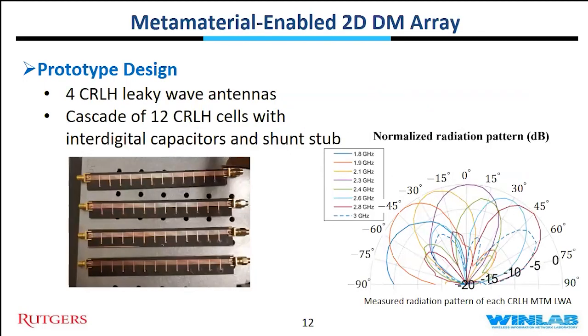As proof of concept of the proposed architecture, we built a 1-to-4 antenna array. We fabricated four CRLH leaky wave antennas by cascading 12 CRLH cells, with the center frequency of 2.3 gigahertz. This is the measured normalized radiation pattern of each CRLH leaky wave antenna. As can be seen, by increasing the frequency in the fast wave region from 1.8 to 3 gigahertz, we see backward to forward scanning. So it means that, as we discussed, the main beam direction is a function of frequency.